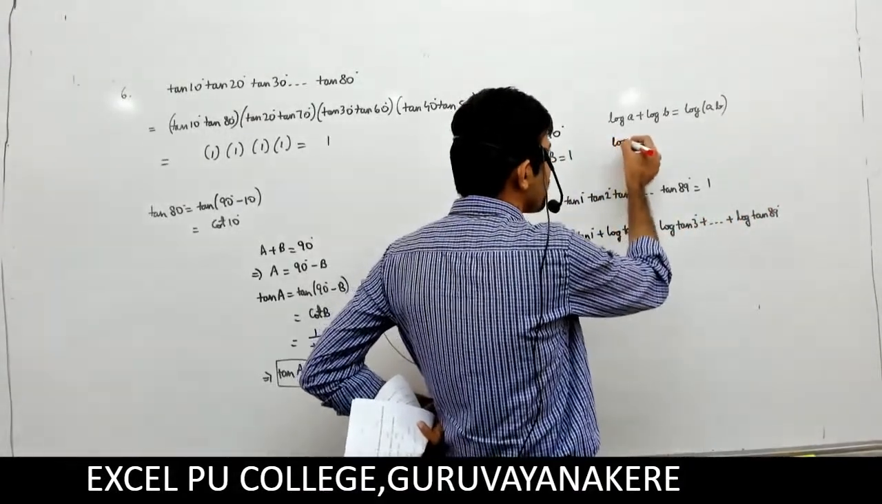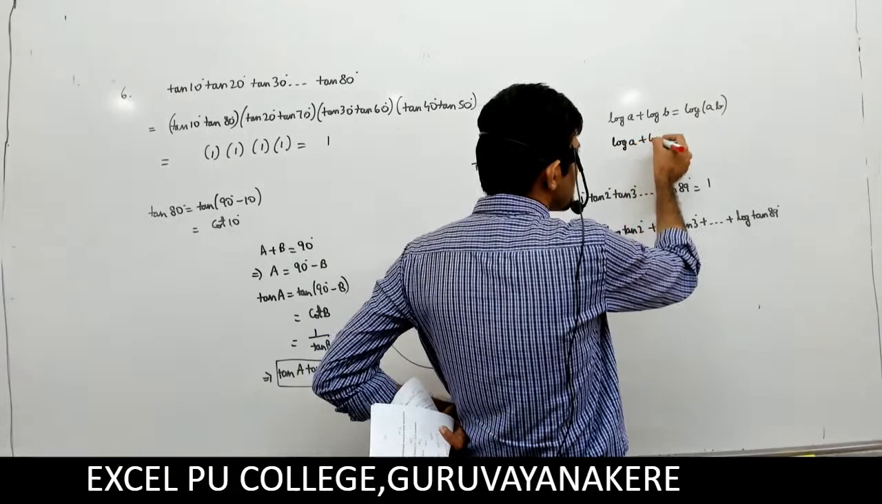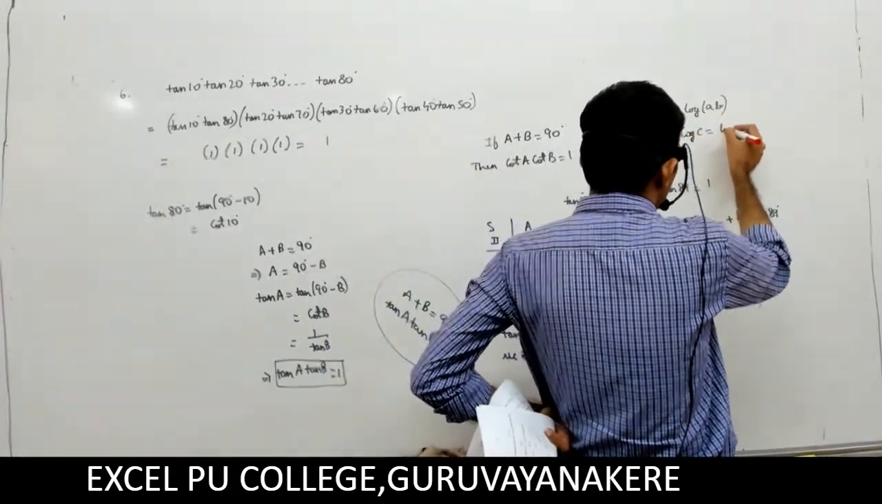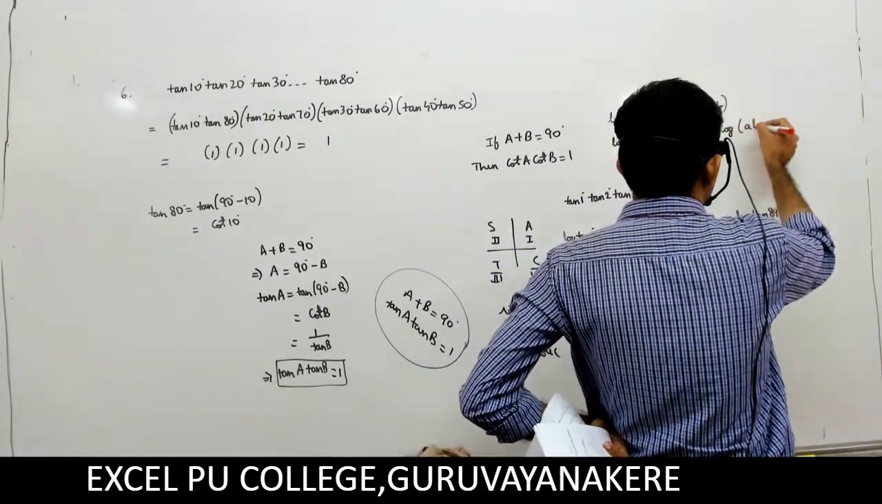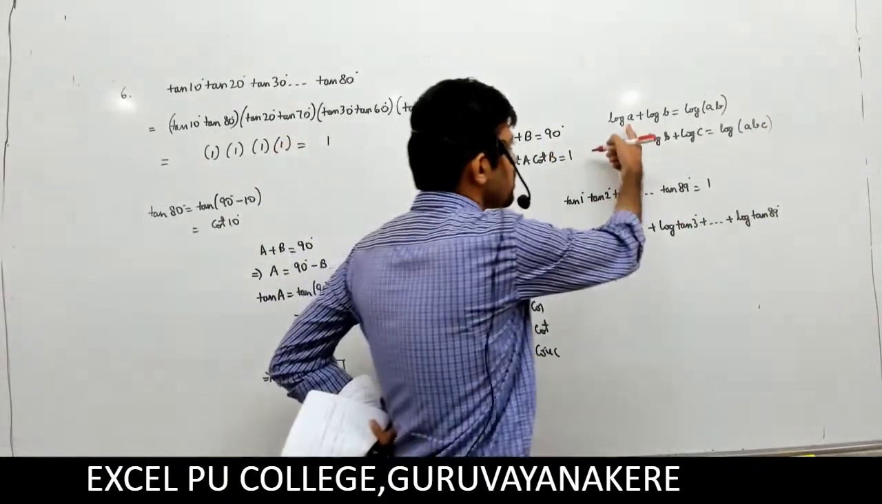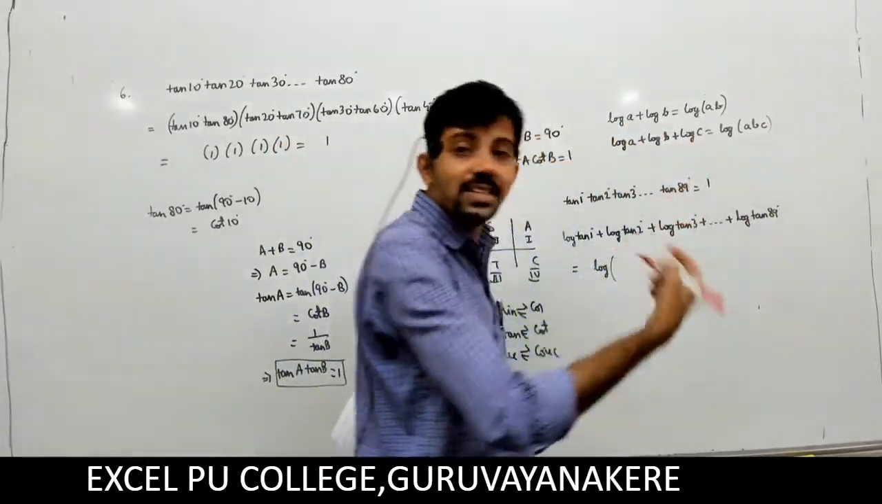Suppose you got log a plus log b plus log c. The sum of the logs becomes the log of the product: log of a, b, c. This is for 2 numbers, this is for 3 numbers, and it can be extended for n numbers.